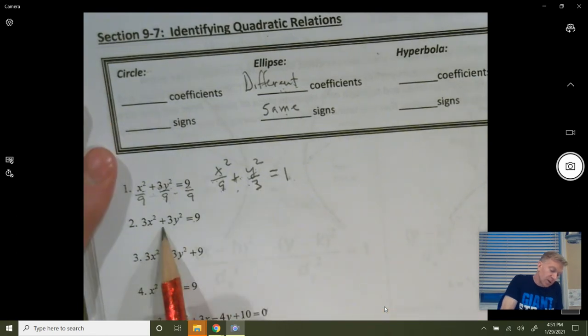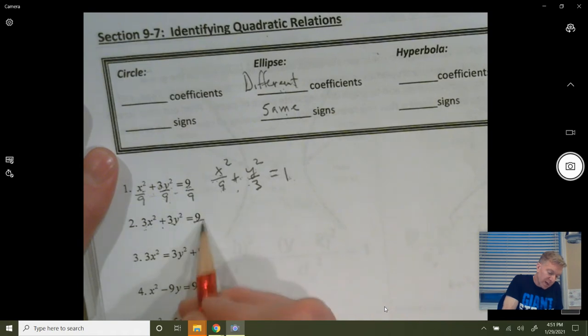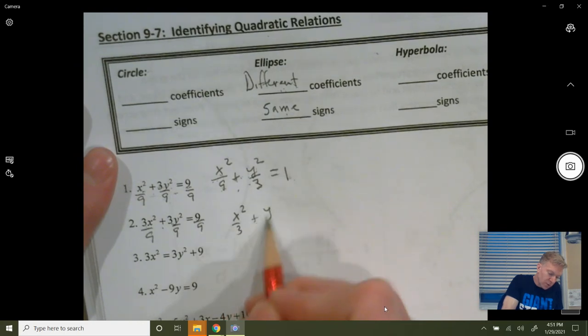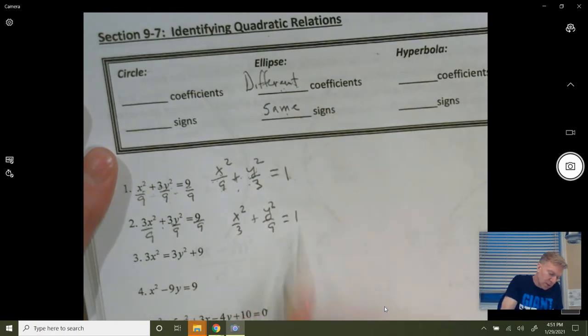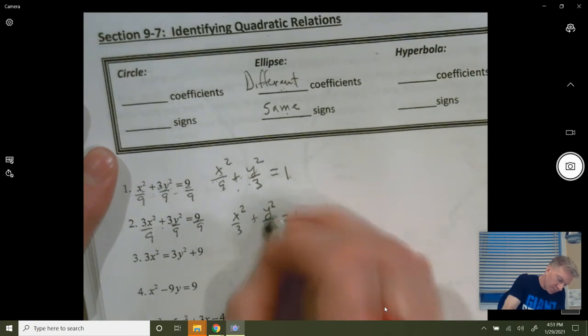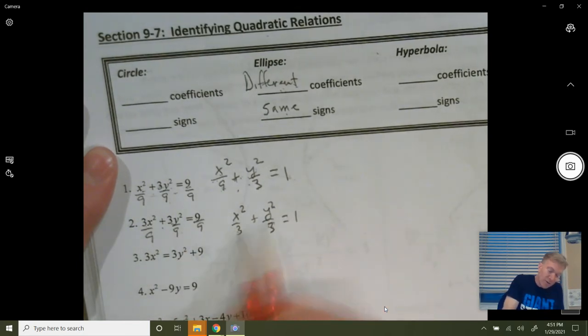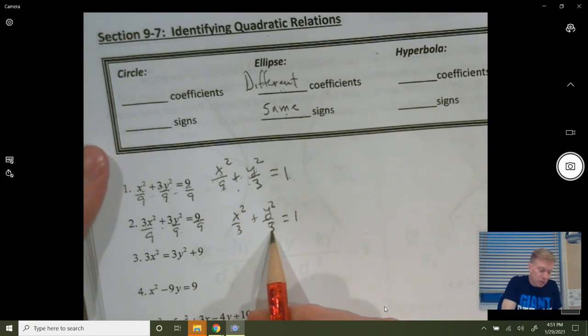This one, maybe you recognize off the bat, this is going to be a circle. You could either divide everything by 3 and you'd have x squared plus y squared equals 3, or you could divide everything by 9 if you didn't recognize that yet. You get x squared over 3 plus y squared over 9 is equal to 1. Y squared over 3, 3 over 9 reduced to y squared over 3. So your x radius and your y radius are the same, which makes it a circle.